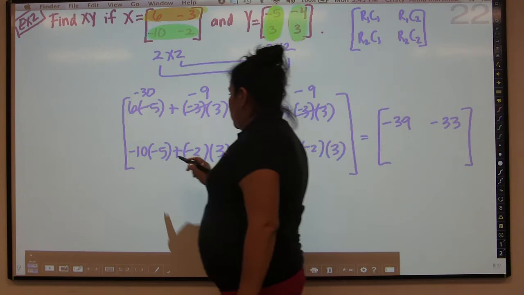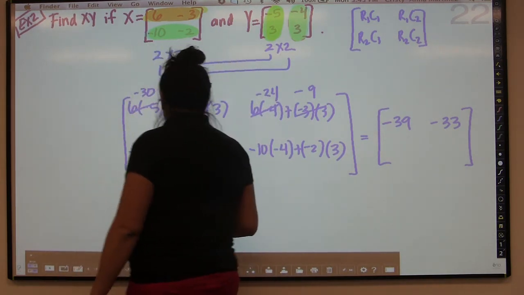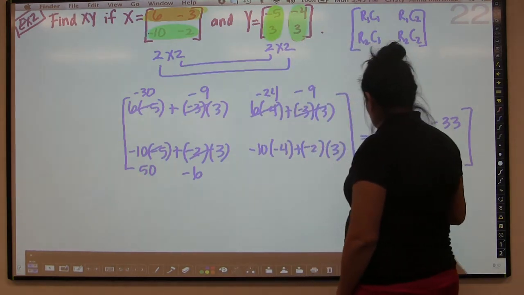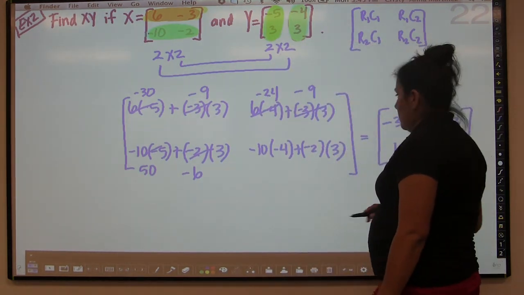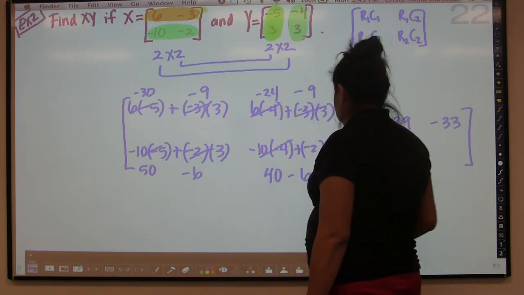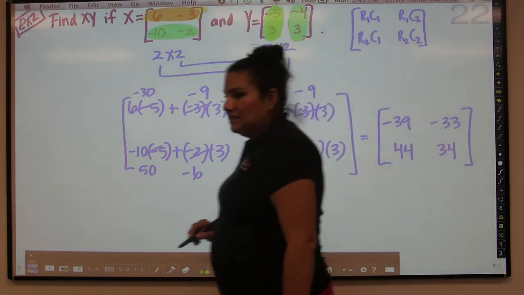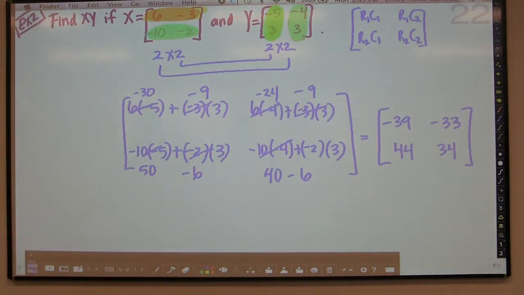And then over here we're going to get +50 and -6, and 50 minus 6 is going to be 44. Over here we're going to get +40 and -6, and you'll get 34. So that is how you get your matrix multiplication done.